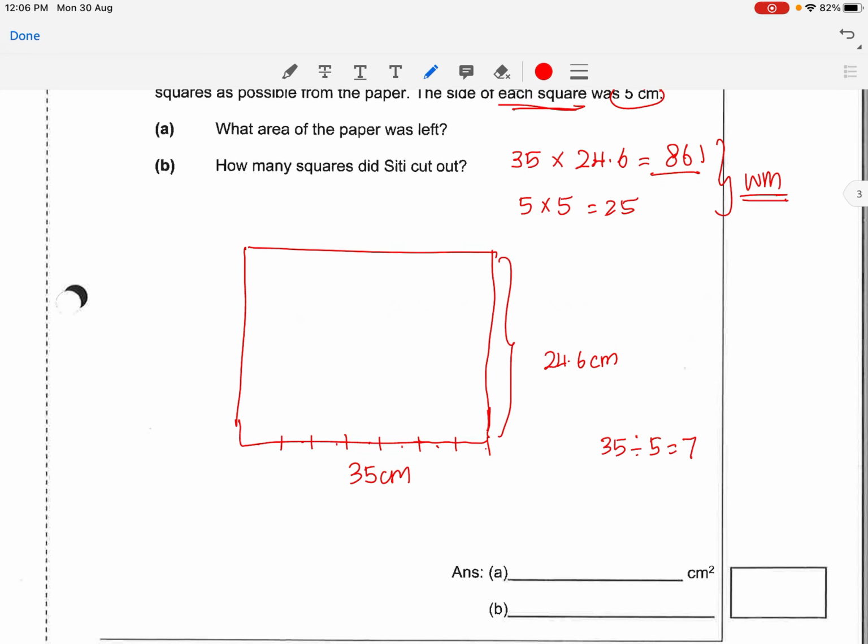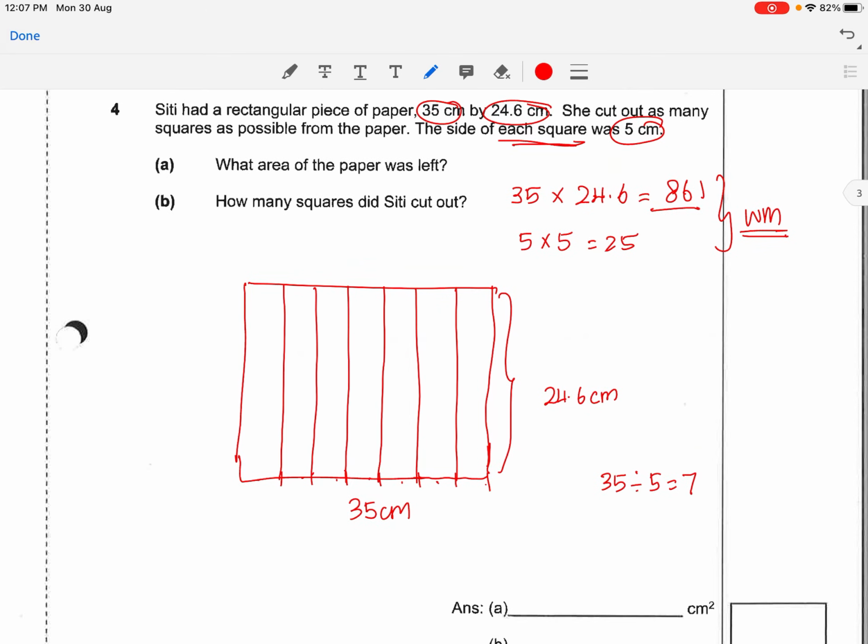Alright, so this one will be 24.6. So I know that when I cut it, there is no extra space left. If I cut it like this will be in strips of 5. But I've not settled the other part yet. I have this height, which is this breadth, whereby is 24.6. So how many sets of 5 can I have? So I know that my maximum is 4 sets of 5. 5, 10, 15, 20. I'll have a remainder of 4.6. This 4.6 is the cm that is wasted.